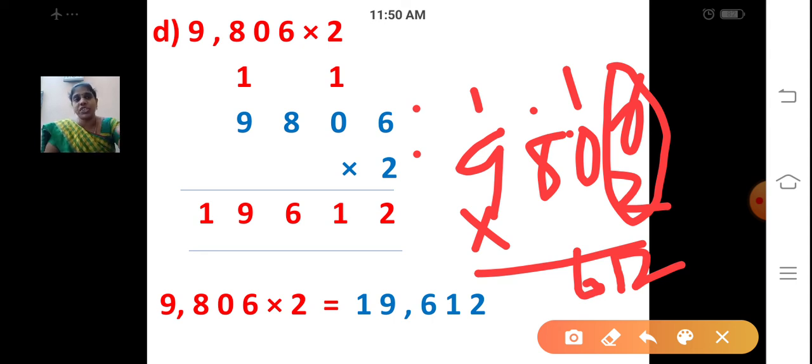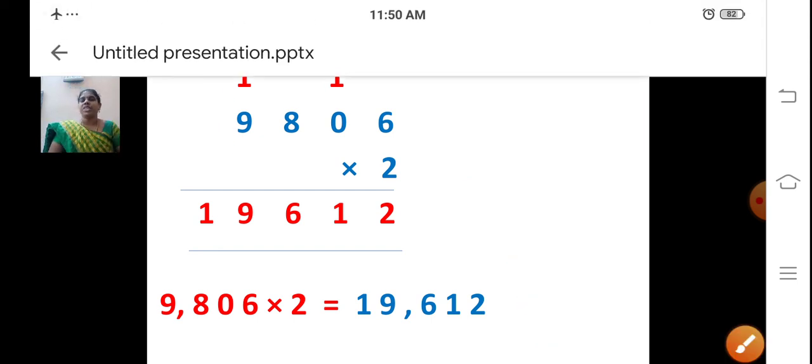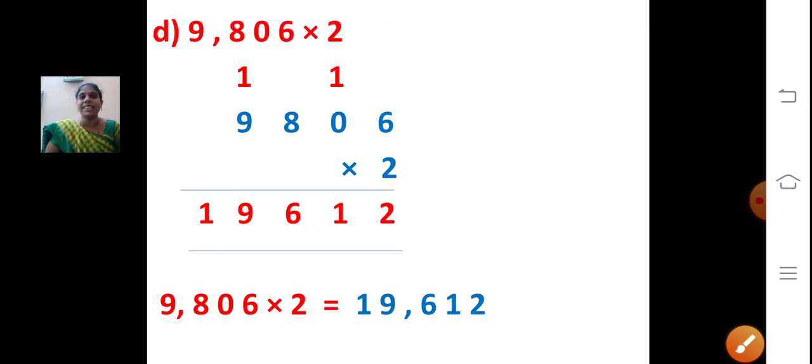Next, multiply the digit at the thousands place by 2. 9 2s are 18. 18 plus 1, 19. So the answer is 19,612. When you multiply 9,806 into 2, what is the answer?